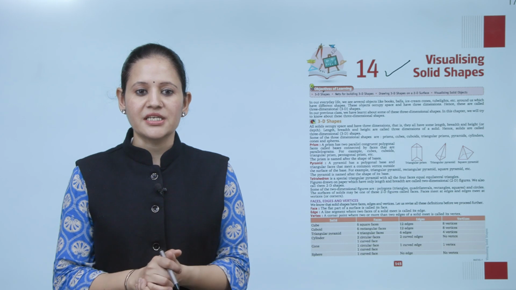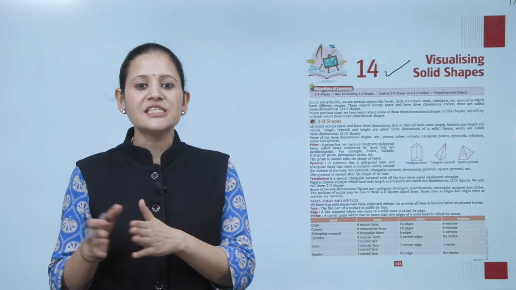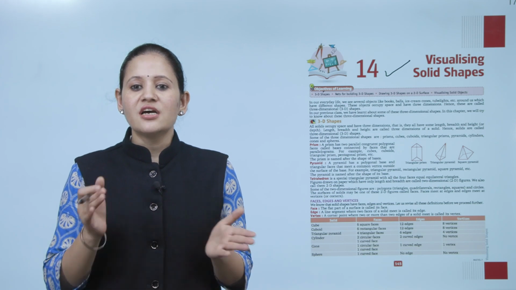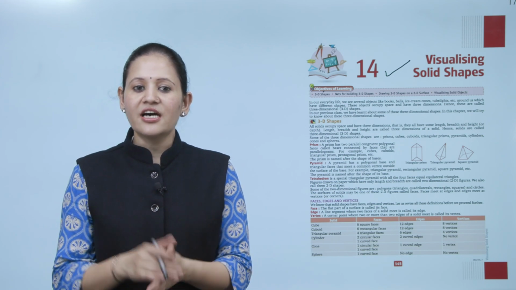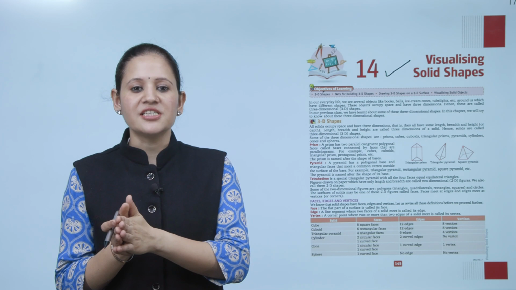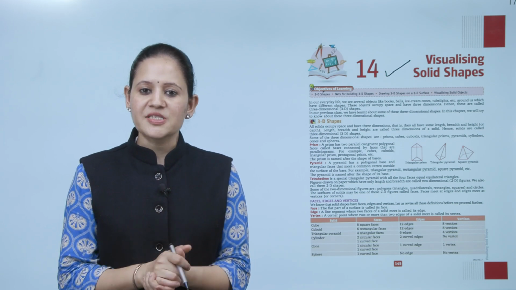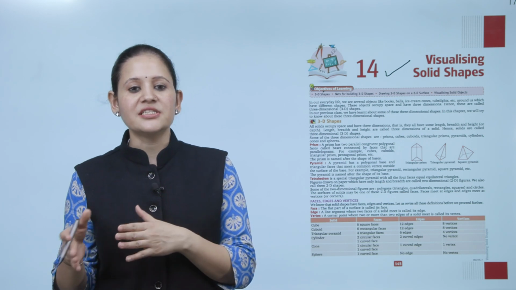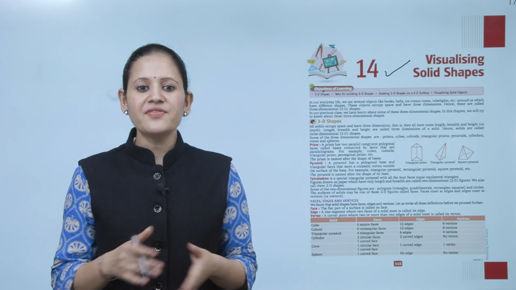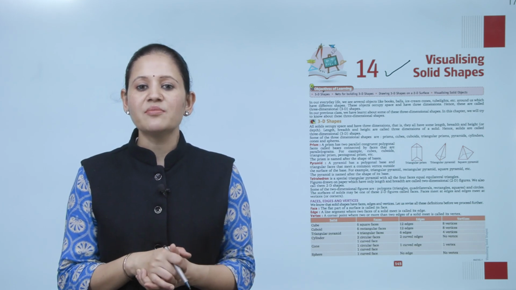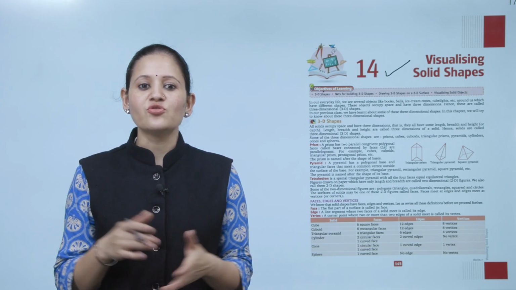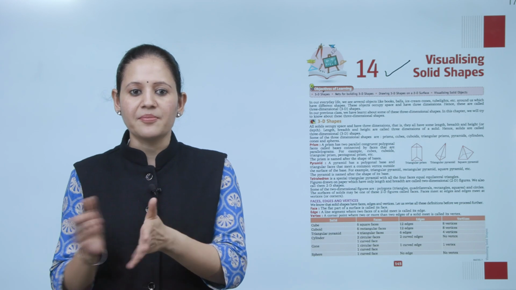visualizing solid objects. In our everyday life, we see several objects like books, balls, ice cream cones, tube lights, etc. around us which have different shapes. These objects occupy space and have dimensions. Hence, these are called three-dimensional shapes. In our previous class, we learned about some of these three-dimensional shapes. In this chapter, we will try to know more about these three-dimensional shapes.